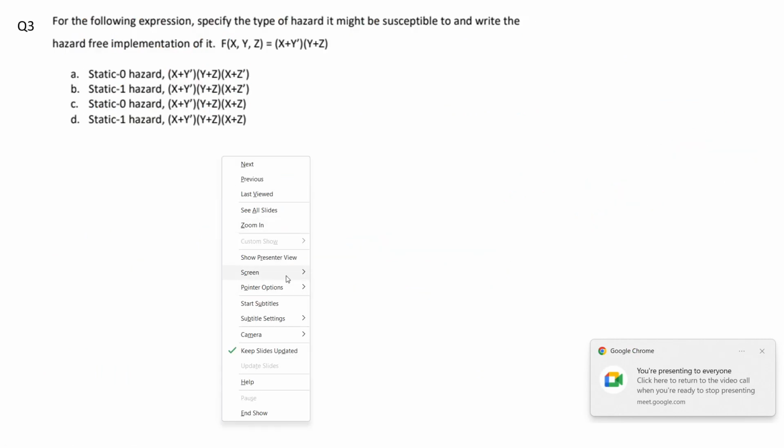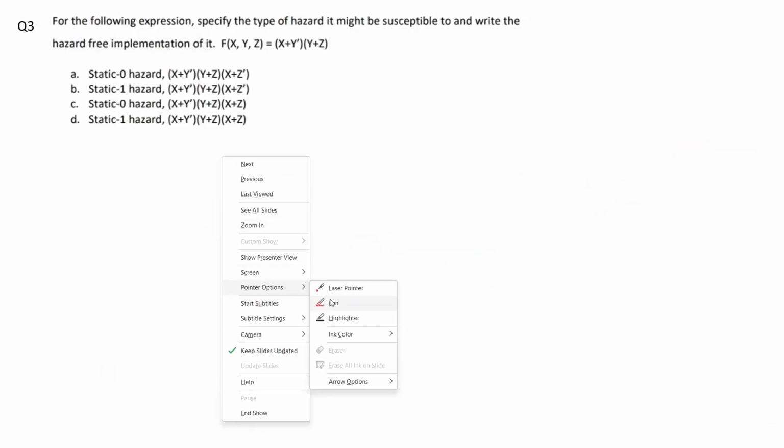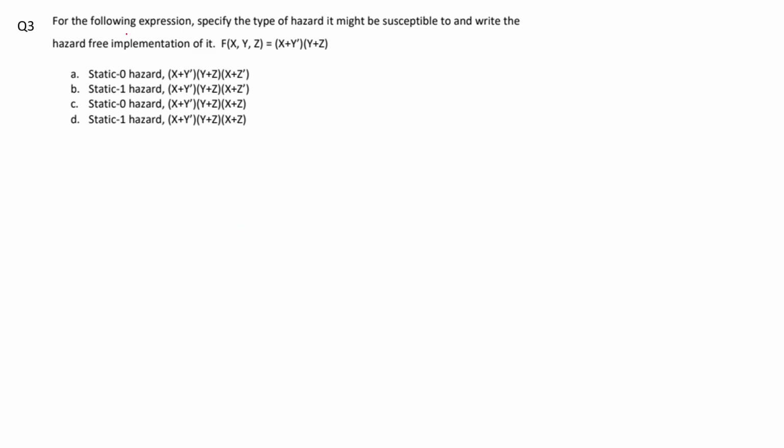So again a question based on hazard free implementation. For the following expression, specify the type of hazard. Here we are required to find the type of hazard it might be susceptible to, and then find the hazard free implementation. We have the function of x, y, z, which is equal to x or y complement, ANDed with y or z.